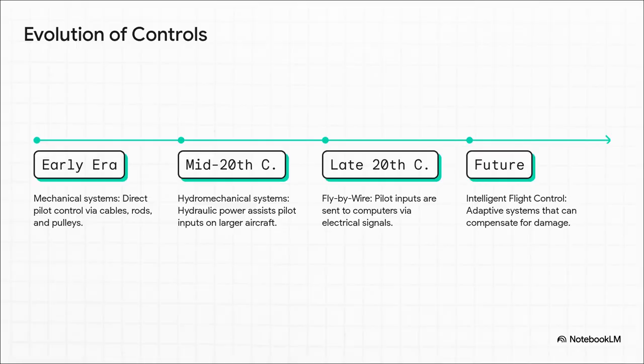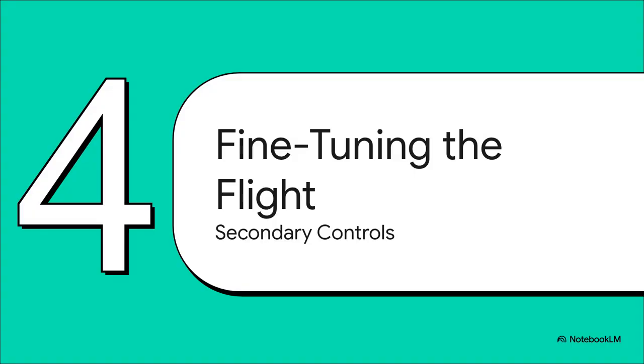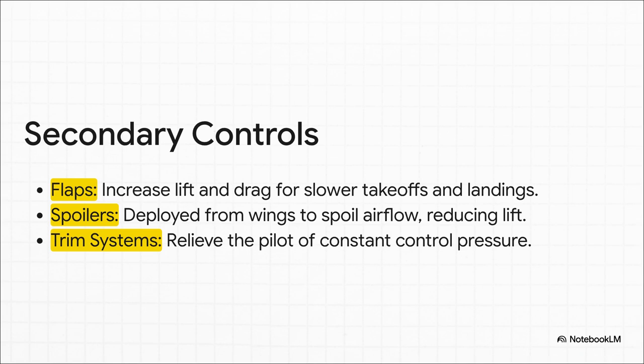Incredible stuff. But flying isn't just about turning and climbing. There's a lot more to it. Pilots need ways to fine-tune the flight, especially for critical moments like takeoff and landing. And for those long-haul flights, they need something to fight off exhaustion. And that's where these secondary controls come into play. Think of them as the fine-tuning knobs. You've got flaps, which basically change the shape of the wing to give you more lift at slow speeds. Spoilers do the exact opposite. They spoil the lift, helping the plane descend faster or act as brakes on the runway.